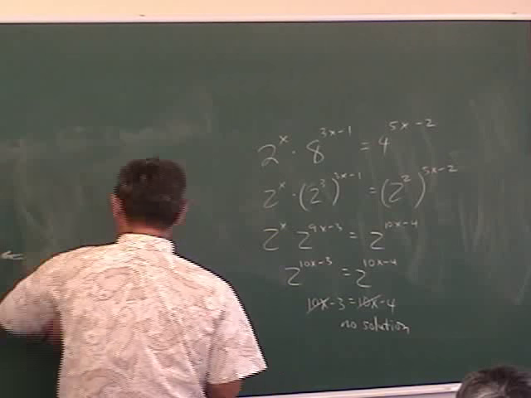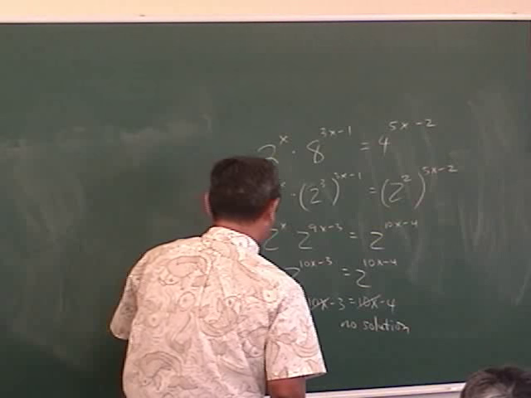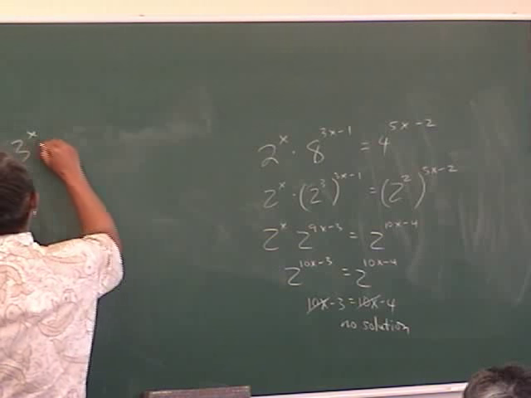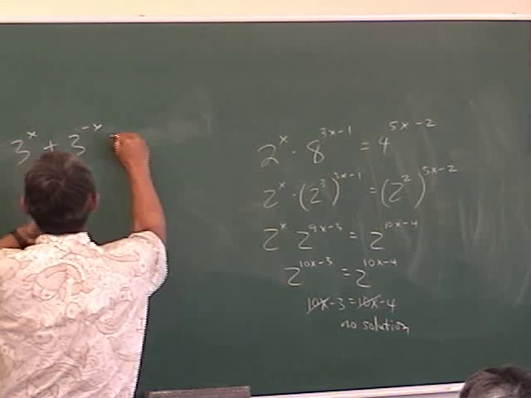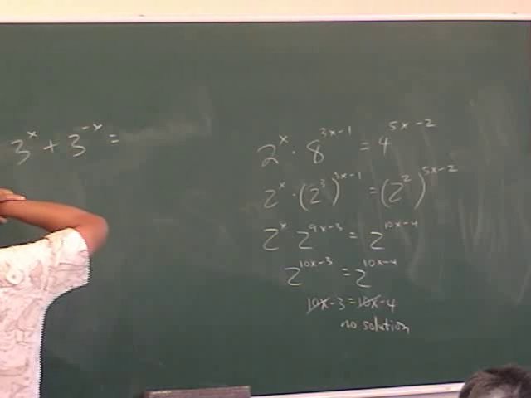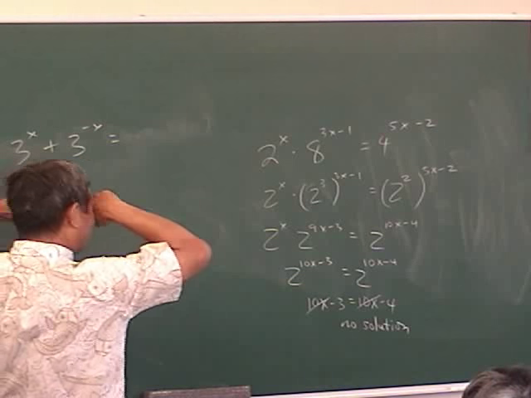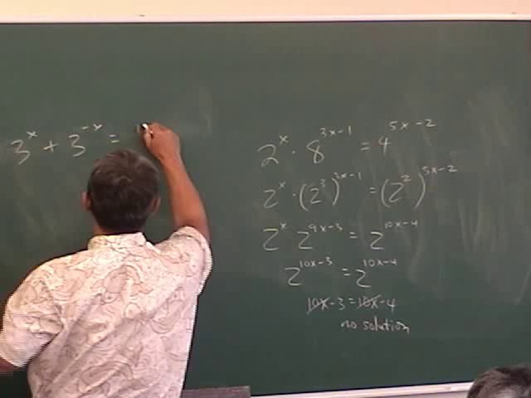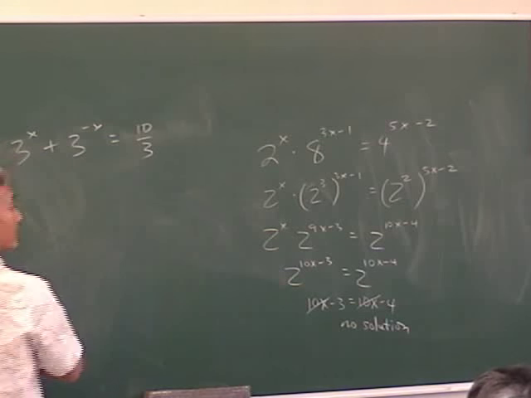Okay, now let's kick it up a notch. You guys think you're good? Yeah. Okay, how about this? 3 to the x plus 3 to the negative x equals 10/3. How do you solve this equation?